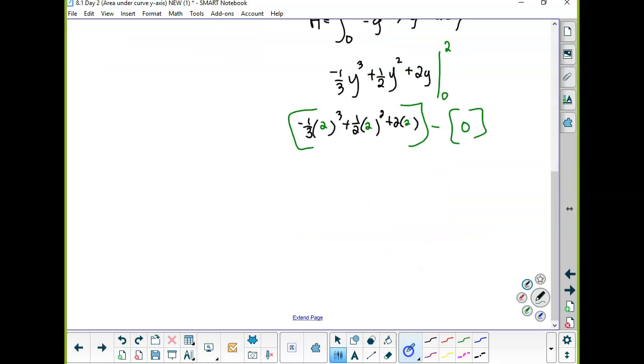And now it's just algebra. So this will become 8 times negative 1/3, which is negative 8/3. 2 squared is 4. Half of 4 is 2. However, I'm going to call that 6/3. So 2 is the same as 6/3 because then I can combine fractions easier. Plus 2 times 2 is 4. But a better way to think of 4 is 12/3 now. And that just allows me to set things up to easily add and subtract fractions. So now I got negative 8 plus 6 is negative 2. Negative 2 plus 12 is positive 10/3.